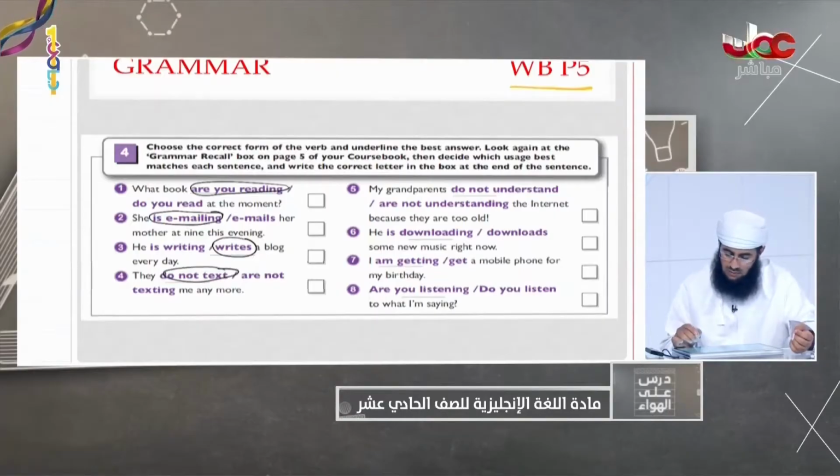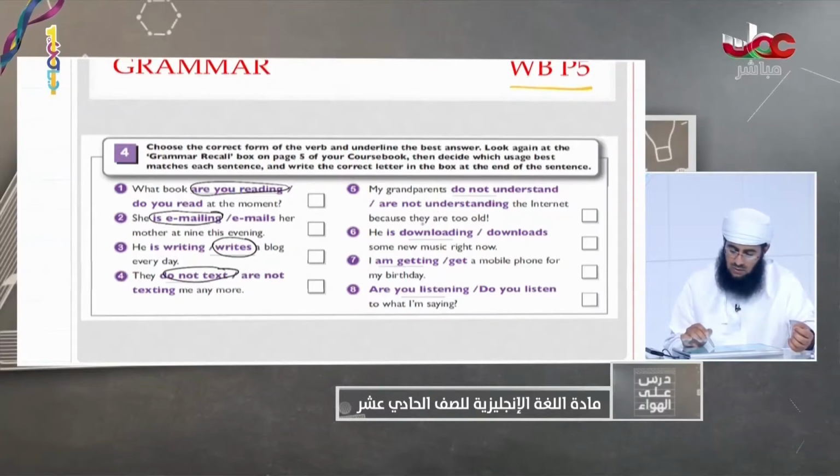On the other side, number 5: my grandparents aren't understanding the internet because they are too old. This is a truth, so we can say this is the present simple because it is something true. And then: he is downloading or downloads some new music right now, something happening now. So the right answer is downloading.